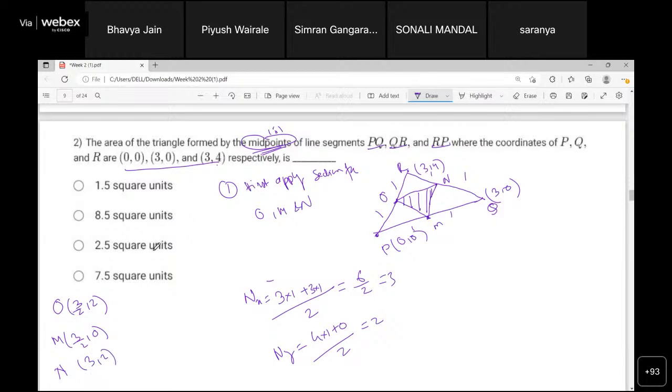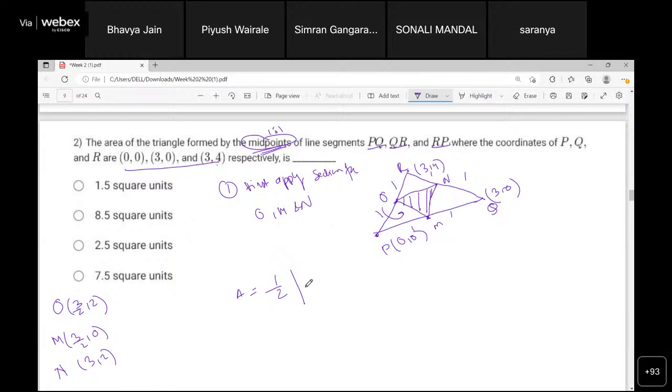So we have this coordinate OMN, and what is asked? Area of a triangle formed by the midpoint. So we know the formula. We can just simply put the coordinates, right? So my area will be half of this OMN, right? So OMN, I will go in this way.